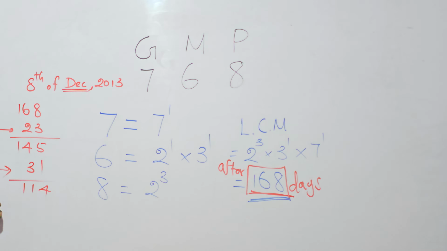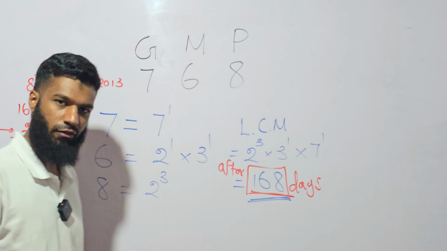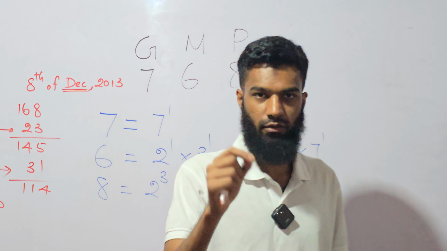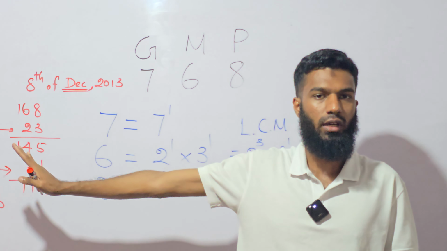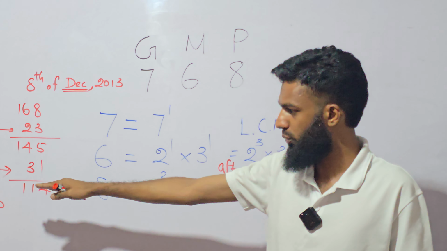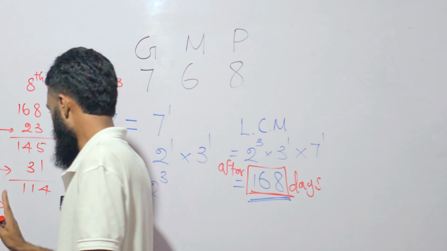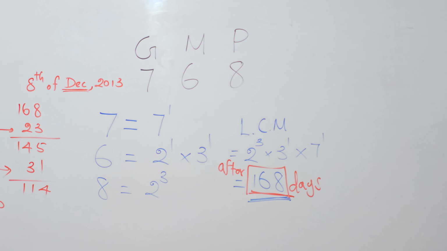The next month is February. This is not a leap year because 2014 is not divisible by 4. You should have studied this in grade 7. So the number of days in February is 28. If I subtract this, 114 minus 28 is 86. And the next month is March.